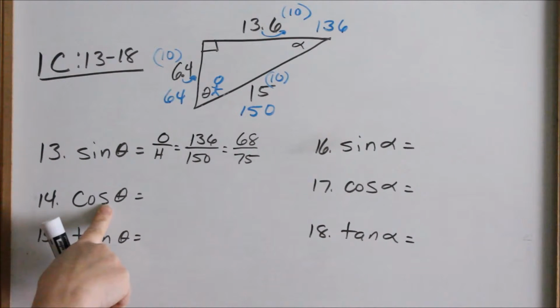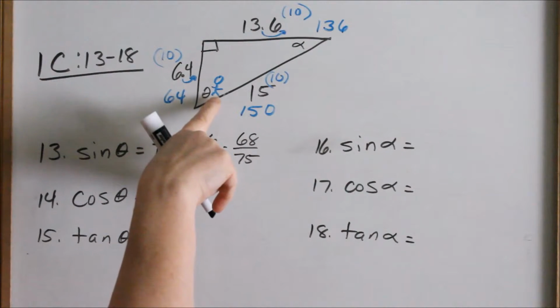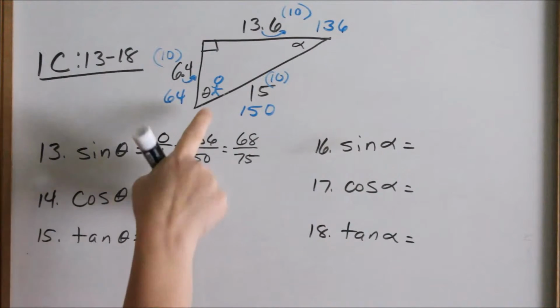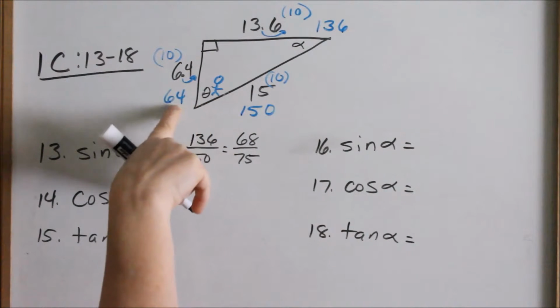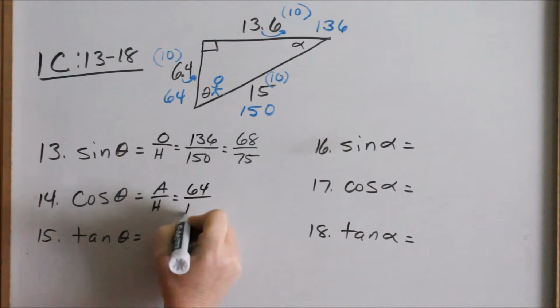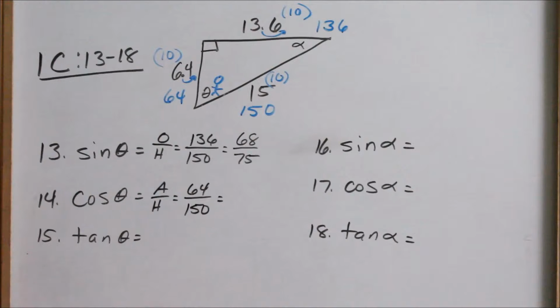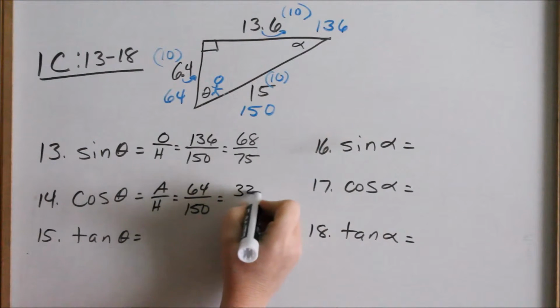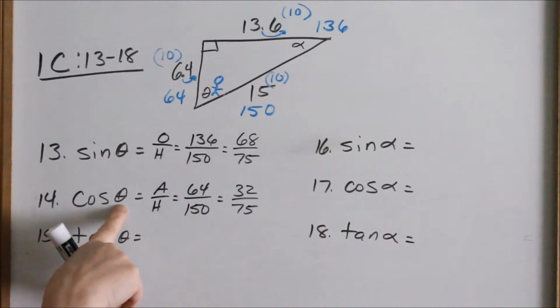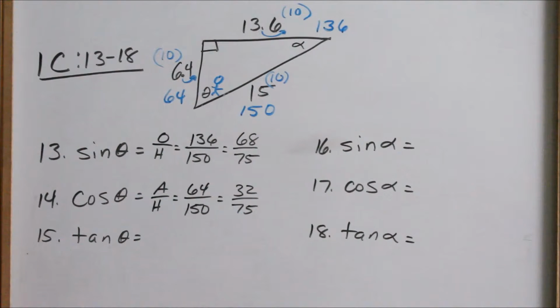Now let's do cosine theta. Standing here at theta still, cosine is adjacent over hypotenuse. If I'm standing here at theta, the side adjacent to me is 64. Hypotenuse is always the same, so that would be 150. We can reduce those both by 2. So that would be 32 over 75, and that can't reduce any more than that. So cosine theta would be 32 over 75.